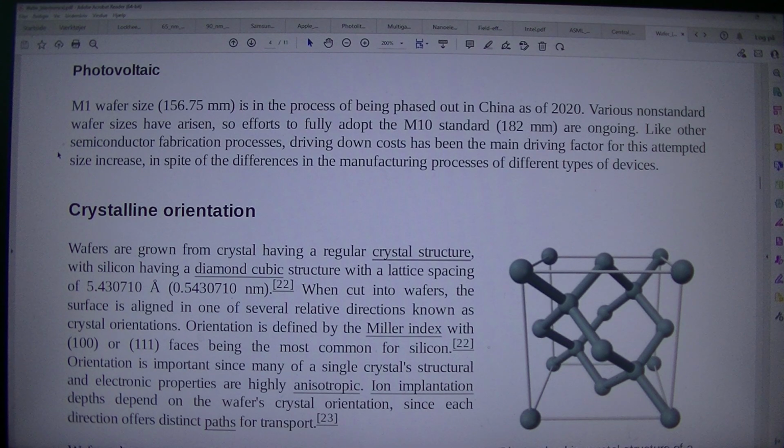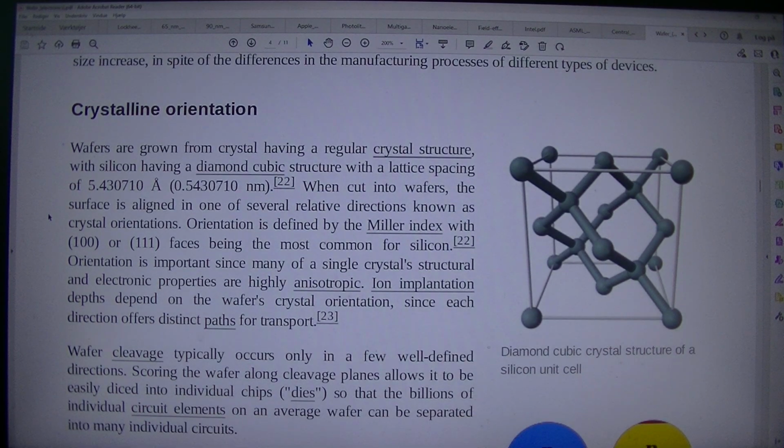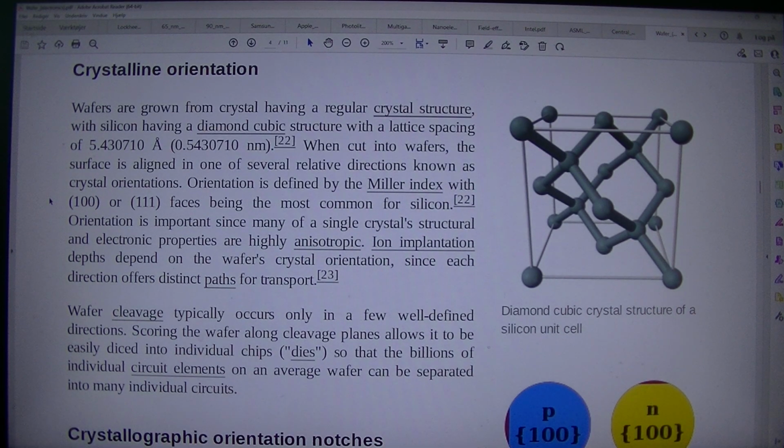Crystalline orientation. Diamond cubic crystal structure of a silicon unit cell. Flats can be used to denote doping and crystallographic orientation. Red represents material that has been removed. Wafers are grown from crystal having a regular crystal structure, with silicon having a diamond cubic structure with a lattice spacing of 5.430710 Å, 0.5430710 nm. When cut into wafers, the surface is aligned in one of several relative directions known as crystal orientations.